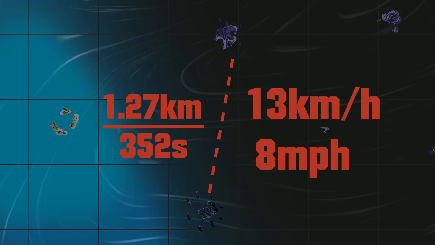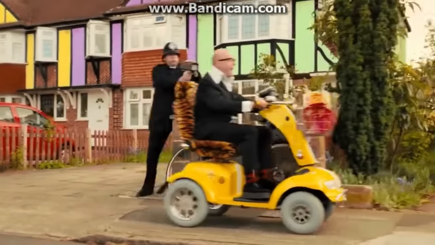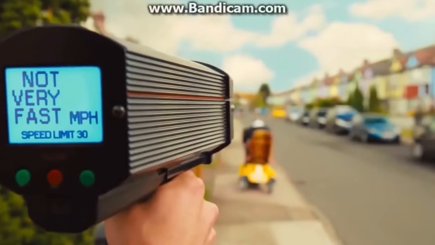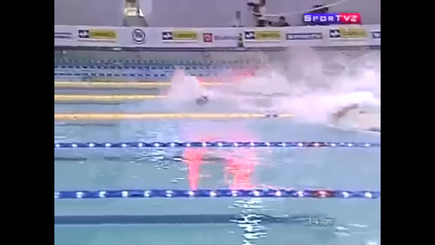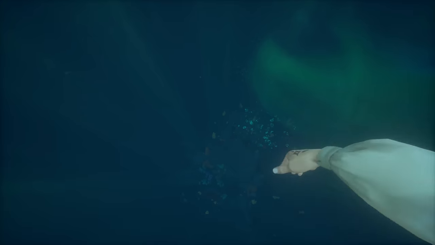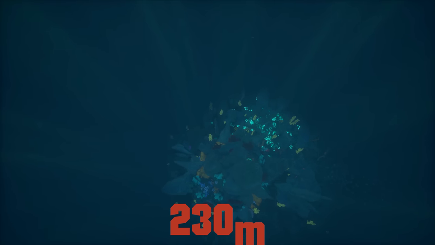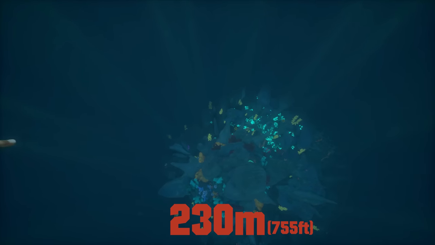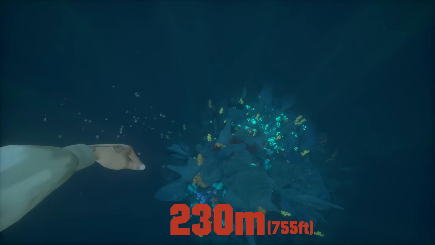To put that into perspective, you're swimming at about the top speed of a mobility scooter, and 3 miles per hour faster than the fastest swimming speed ever recorded. Makes sense. Based on this swimming speed, I was also able to calculate that the depth of the ocean floor next to a shrine is around 230 meters. Swimming to this depth in real life would obviously kill you for many reasons.